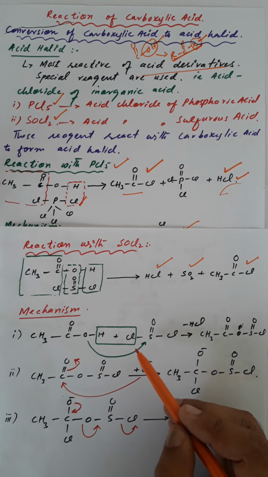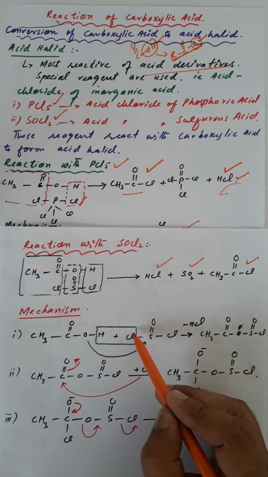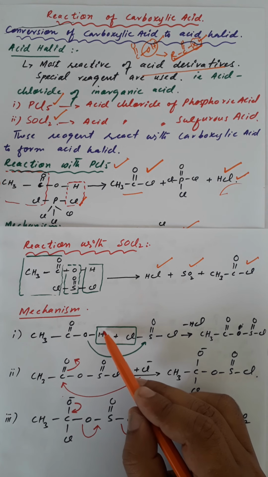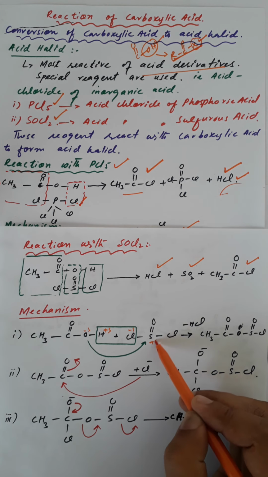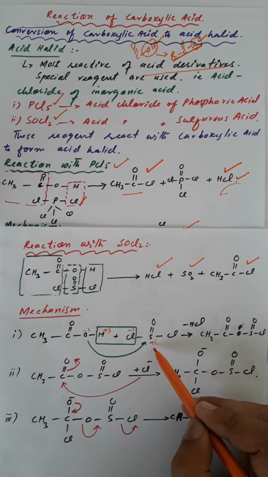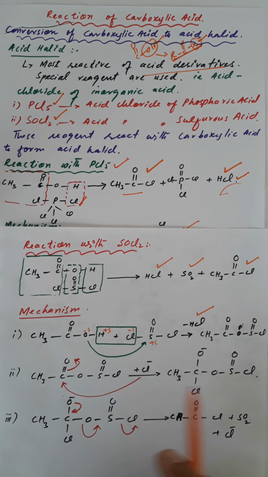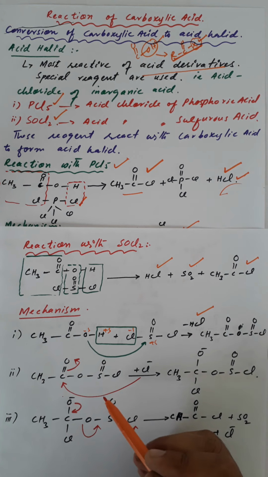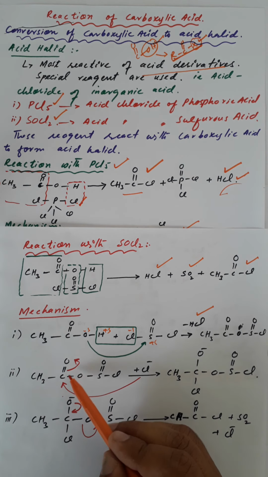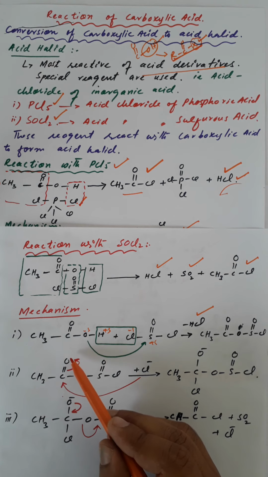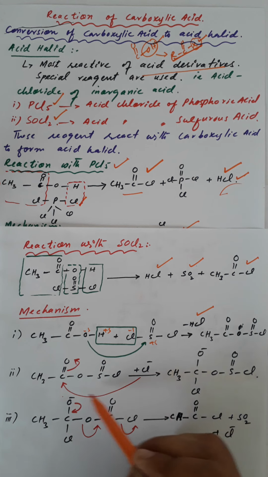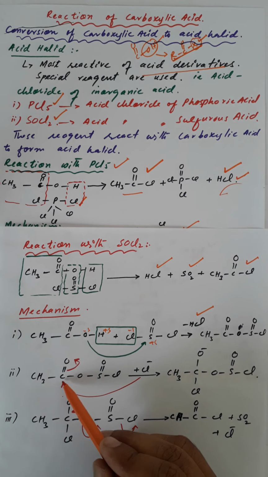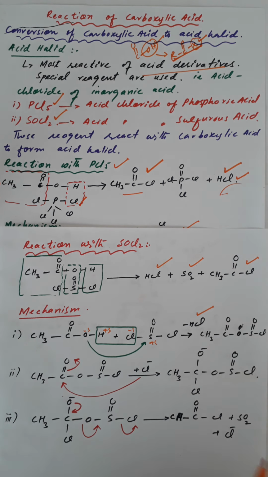Now the mechanism. As we know, chlorine is more electronegative and hydrogen is less, so hydrogen will become positive and chlorine negative. So the oxygen will be attached to the sulfur, and HCl will be removed. Now oxygen is more electronegative, so a positive charge will appear on the carbon, and this chloride from the HCl will attack the carbon and form this intermediate.